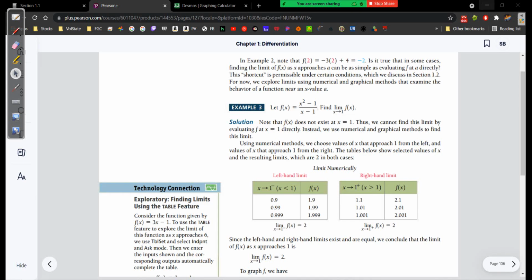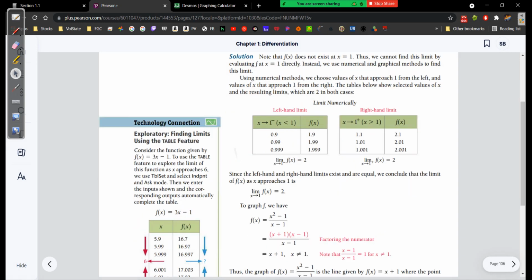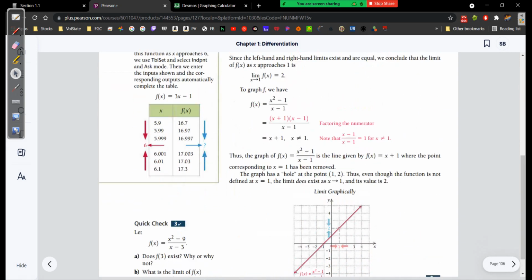So that's what the top sentence is saying, and then asking the question, can we do that for all of them? So this quote shortcut is permissible under certain conditions, which we'll discuss in the next section. But for now, we're going to explore limits using numerical and graphical methods that examine the behavior of a function near an x value. So example 3 is a good example of why we can't just do that.